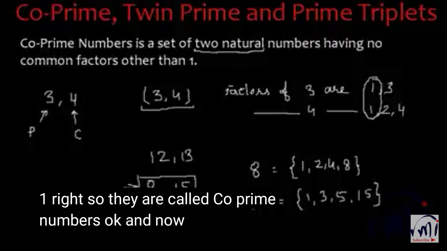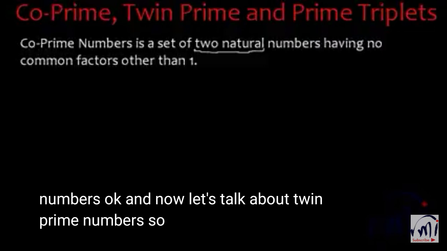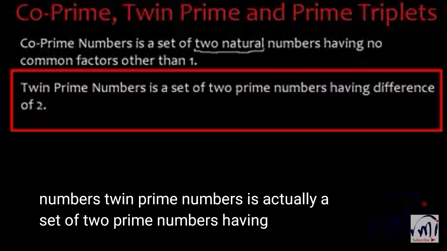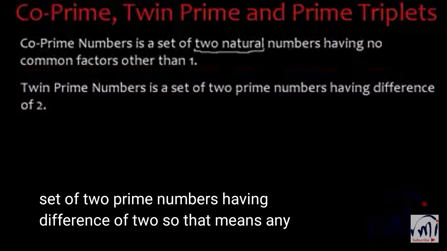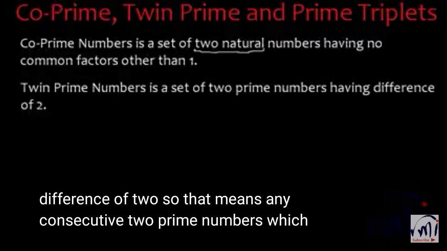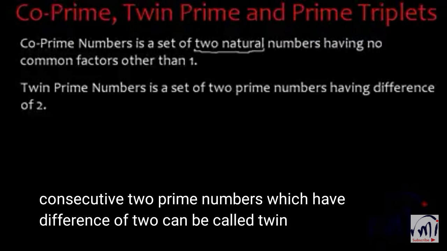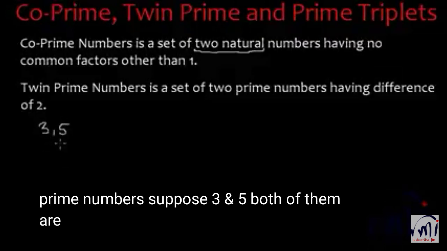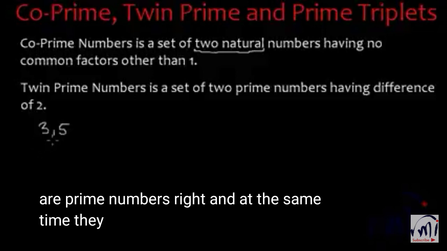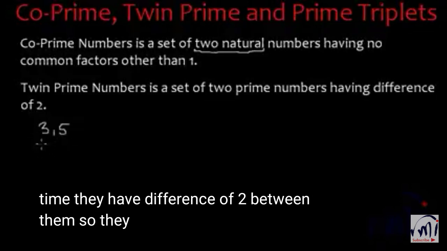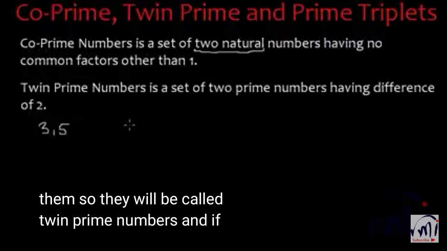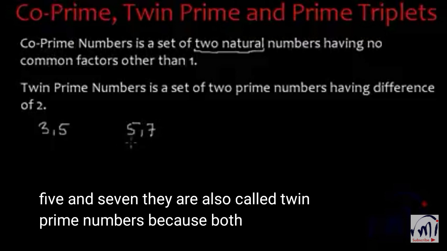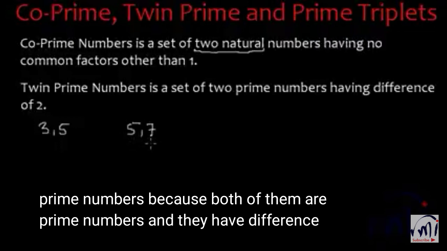Okay, and now let's talk about twin prime numbers. So what are twin prime numbers? Twin prime numbers are a set of two prime numbers having a difference of 2. That means any two consecutive prime numbers which have a difference of 2 can be called twin prime numbers. Suppose 3 and 5. Both of them are prime numbers, right? And at the same time they have a difference of 2 between them. So they will be called twin prime numbers. And 5 and 7 are also twin prime numbers because both of them are prime numbers and they have a difference of 2 between them.